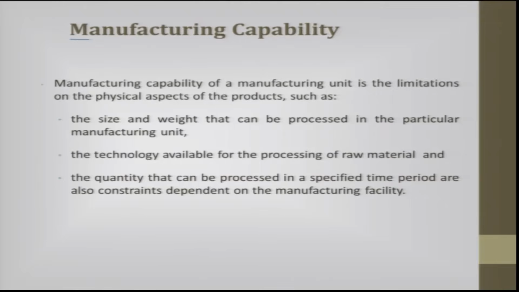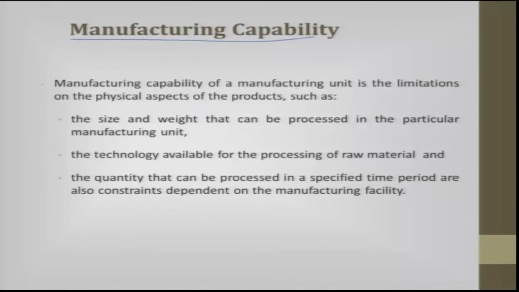Next, let us look into the next topic of manufacturing capability. Manufacturing capability is what size I can handle, what shape I can handle, and what raw material I can handle. So, what I can produce is the manufacturing capability.